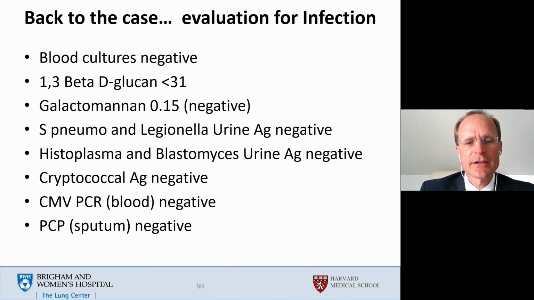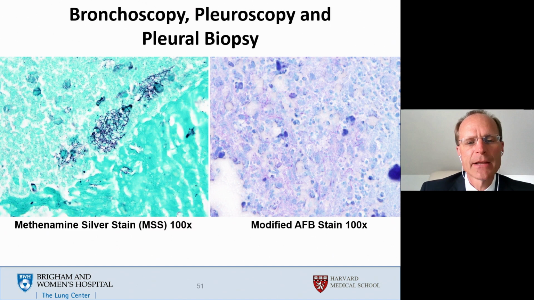This patient had a whole host of negative infectious serologies, as shown here, and ultimately a pleural biopsy that showed a positive silver stain and a positive modified AFB, and this was in fact pleural Nocardia. The patient received prolonged treatment with Bactrim and did extremely well.